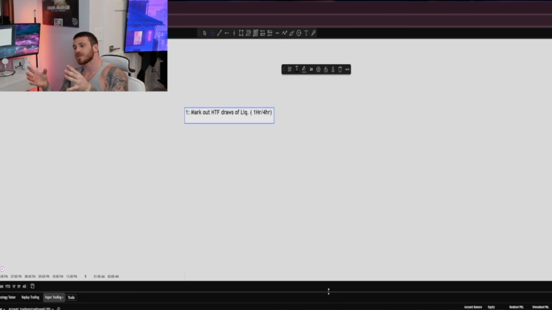For this strategy, I would just recommend marking out your 1 hour and your 4 hour draws. Don't worry about the fair value gaps yet. We'll go over that in another video by itself, using fair value gaps on higher time frames. Maybe we'll use that in a daily bias video, but again, I just want to focus on helping you guys create a strategy with the steps we taught, right? Number 2, I would recommend scaling down into the 5-minute time frame after you mark out your draws on liquidity.